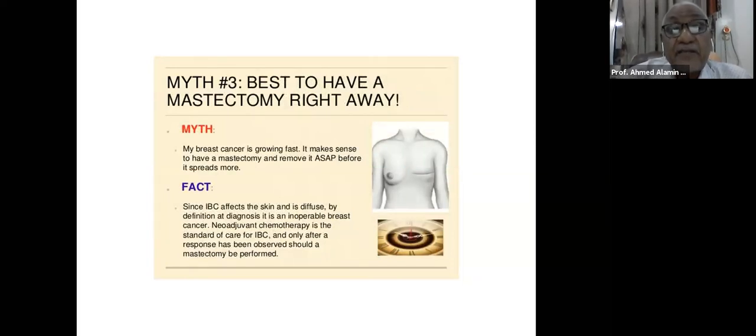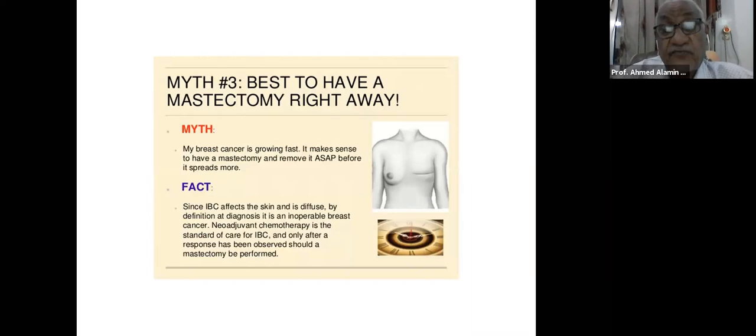My breast cancer is growing fast. It makes sense to have a mastectomy and remove it before it spreads more. Since inflammatory breast cancer affects the skin and is diffused, by definition and diagnosis, it is an inoperable breast cancer. Neoadjuvant chemotherapy is the standard of care for inflammatory breast cancer, and only after a response has been observed should mastectomy be performed.